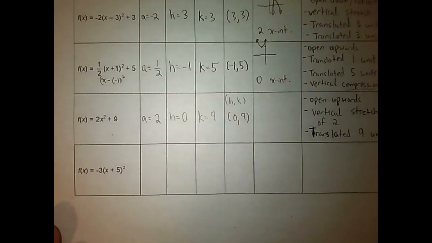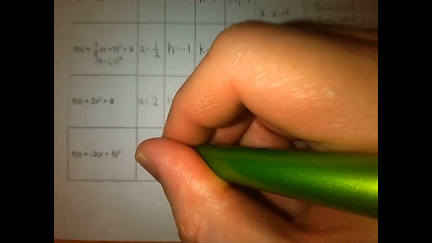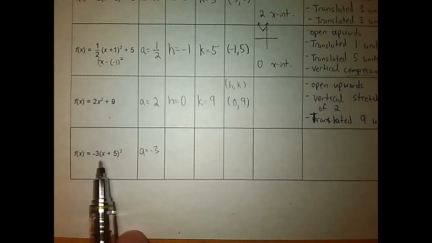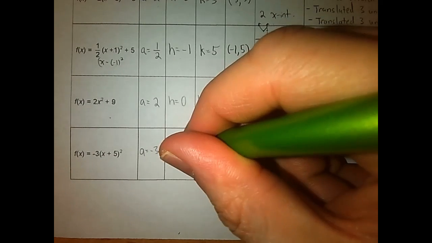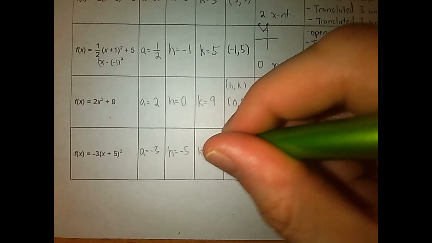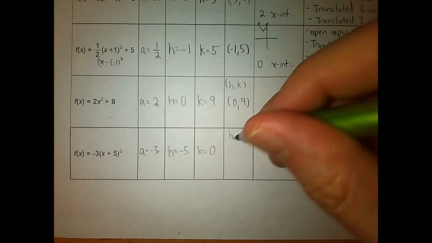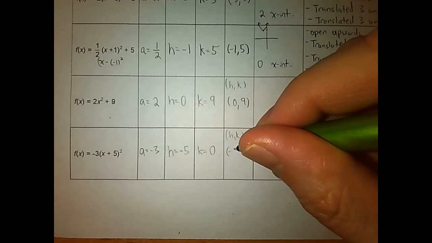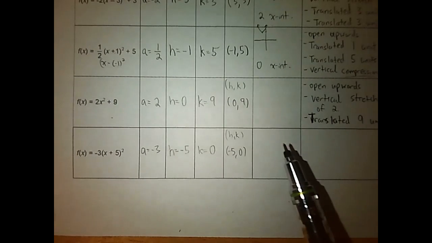All right, one more to do. So let's pick the letters here. We have a is going to be negative 3. Our h value, because we have the brackets here, we see positive 5, so it's going to be the opposite of that, negative 5. And I don't see a number beside the brackets, beside the squared here, so we're going to have k is equal to 0 in this case. So our h and k value are going to be negative 5, 0. I see that in my haste I forgot to do these, so I will do these afterwards, after we do what the letters mean.